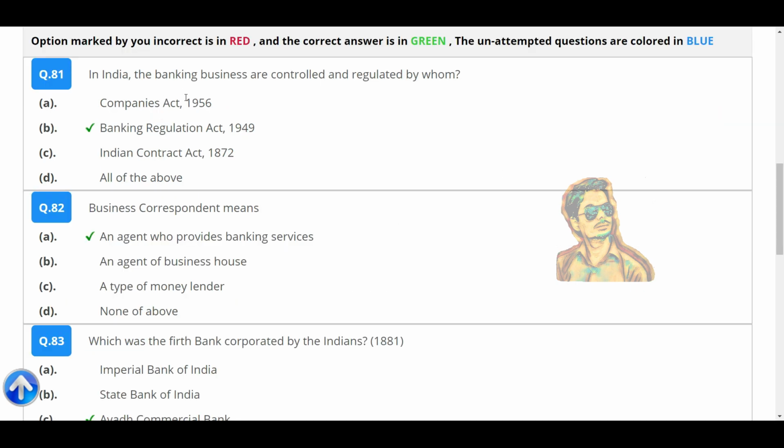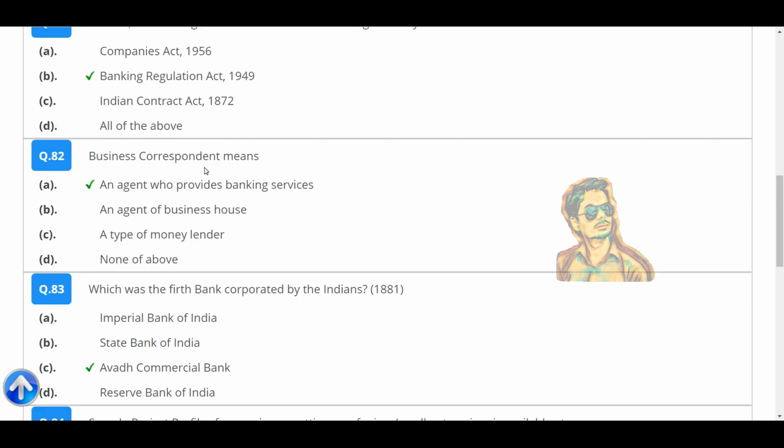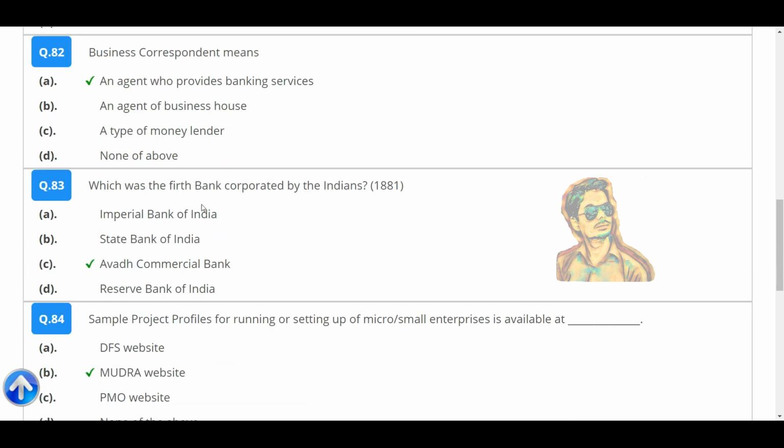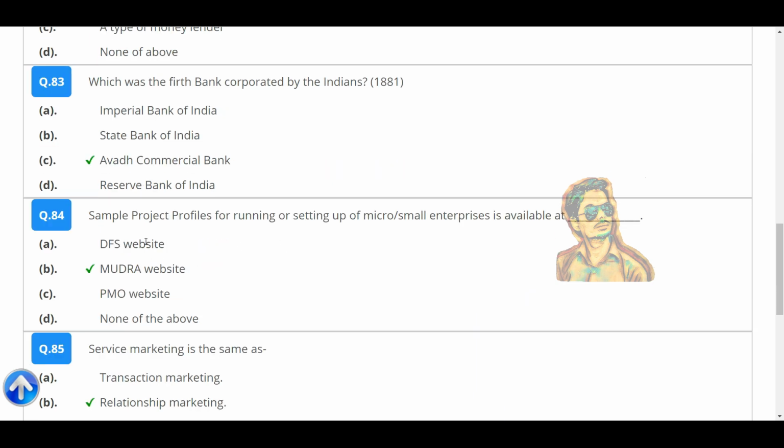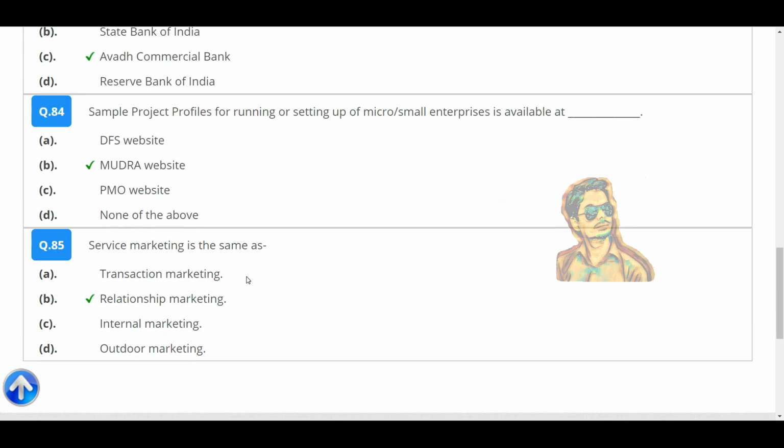In India, the banking business is controlled and regulated by whom? Banking Regulation Act 1949. Business correspondents mean an agent who provides banking services. Which was the first bank operated by the Indians in 1881? Awadh Commercial Bank. Sample project profiles for running or setting up micro small enterprises are available at the Mudra website. Service marketing is the same as relationship marketing.